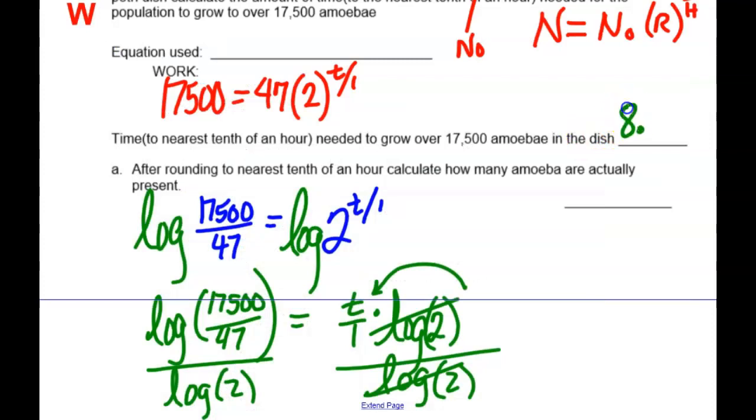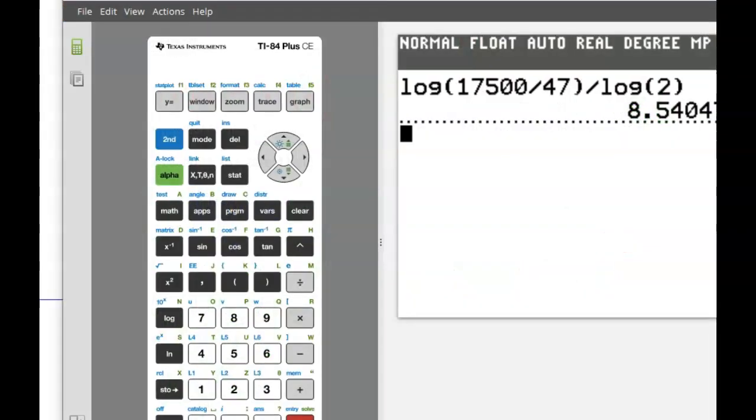Now, if it says to round to the nearest tenth of an hour, I'm pretty sure that means we're not actually going to hit 17,500 when we put it back in. If we start with 47 and we're doubling 8.5 times, it's going to be a little short, I think. 17,500, that's what we're trying to get to. 47 times 2 to the 8.5.